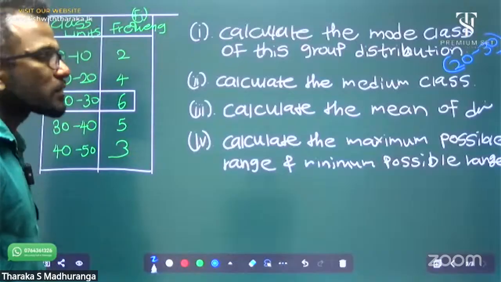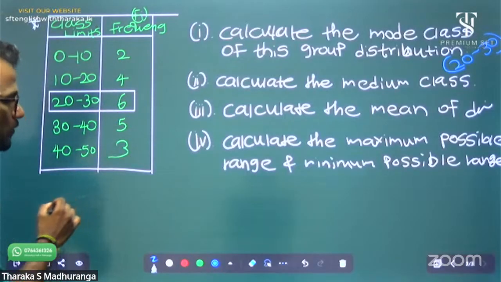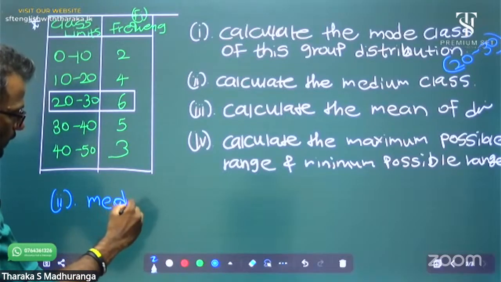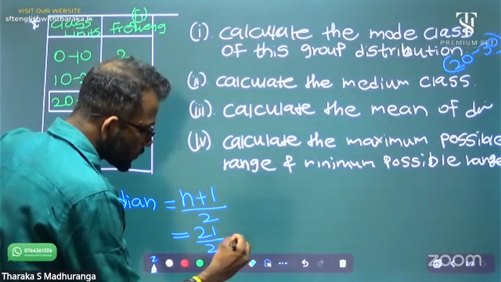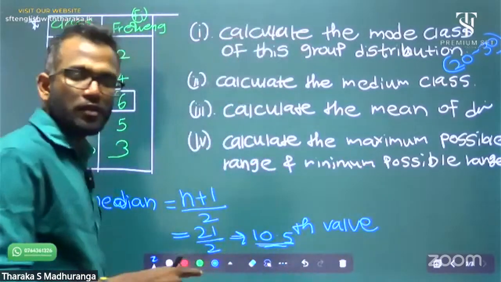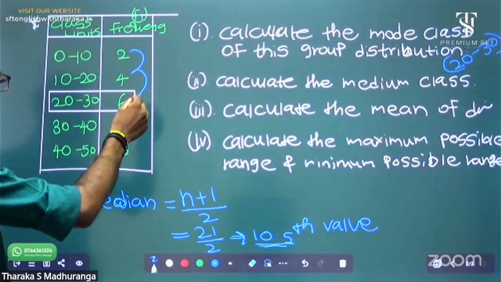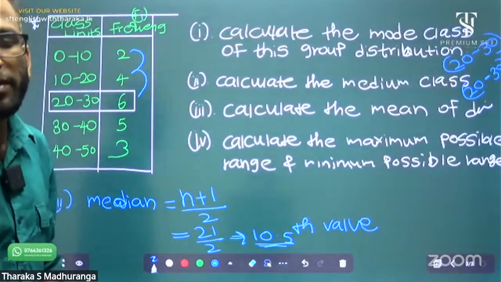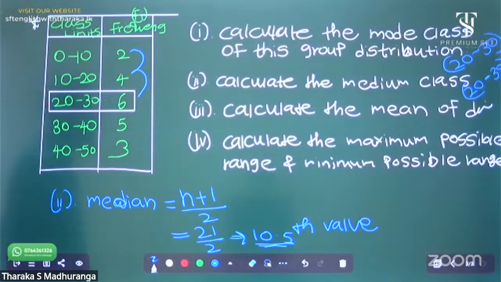Calculate the median class. Okay, what's the median class? How many data values are there? 2, 6, 12, 12 plus 8, 20. Now, how do we calculate the second answer? How to calculate median? Median equals (n plus 1) over 2. 21 over 2 is 10.5. The 10.5th value, clearly write it down. The 10.5th value: 2, 6, 6 plus 12. Then the 10.5th value lies between 20 and 30, so 20 to 30 is the median class as well.